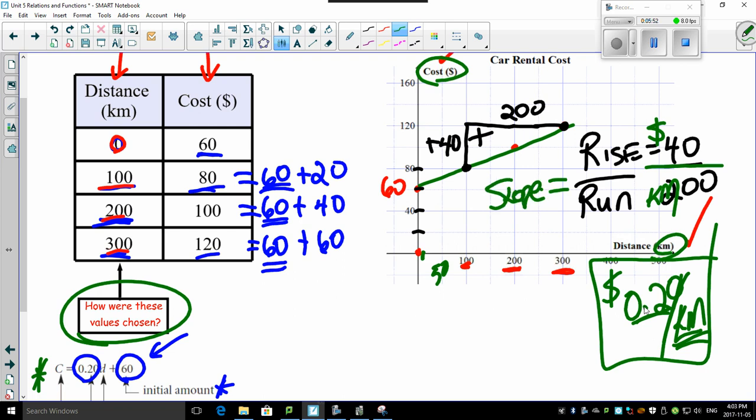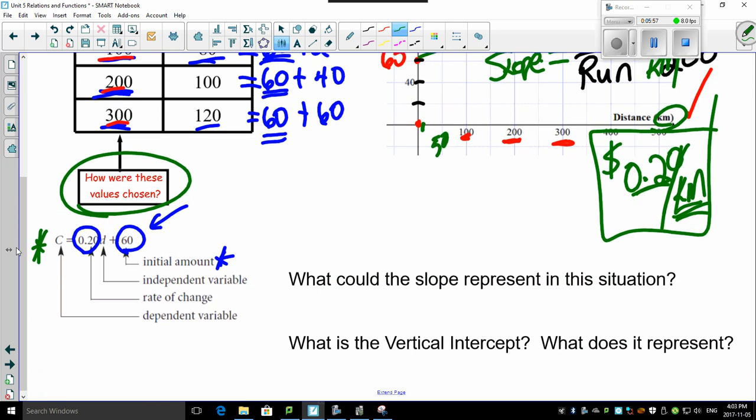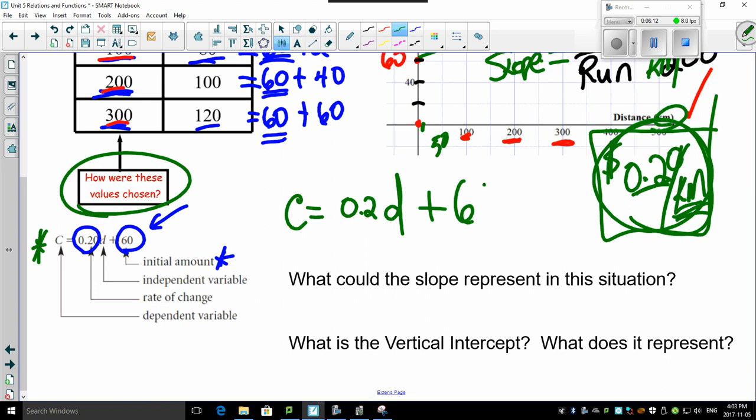So in fact, you have a beautiful formula here now that recognizes everything. Your cost is your rate, which is 0.2, 20 cents per kilometer, times the distance you traveled plus the $60 initial charge in order to rent the vehicle. Look how wonderful this is. So what could the slope represent in this situation? The amount of dollars you spend per kilometer driving that vehicle.